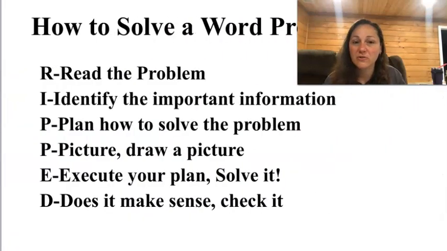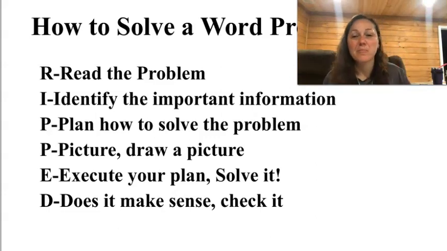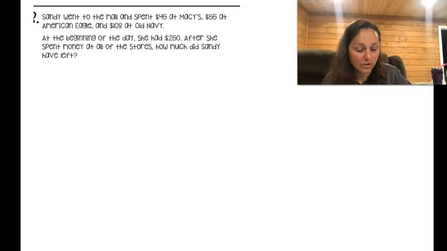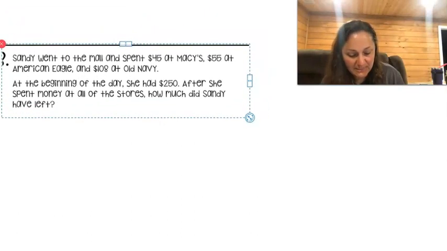So here we go. We are first going to look at our word problem of the day. We're going to rip it apart. And we're going to R, read the problem, I, identify the important information, P, plan how to solve it, and P, draw a picture, E, execute your plan, solve it, and D, does it make sense? Let's see. Our word problem for today, here she is, our Miss Sandy.